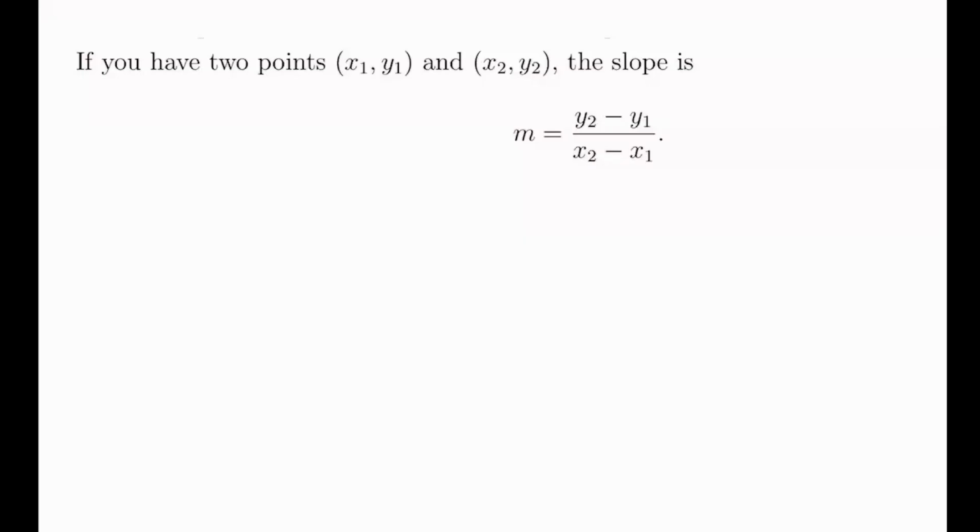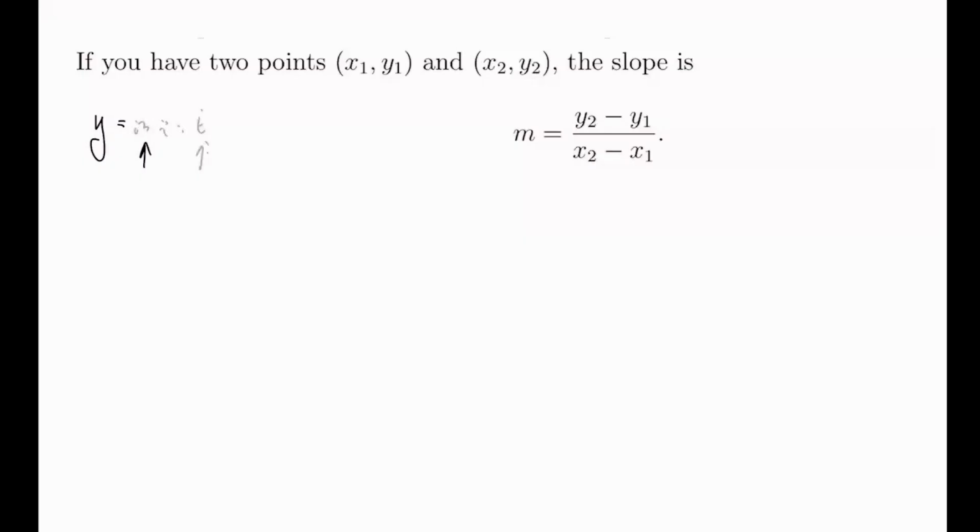Okay, so let's start with the basics of the equation of a line. The slope-intercept form is y equals mx plus b, right? Where m is your slope and b is your y-intercept, right? Now, what exactly is the slope? It's the rate of change, how much y changes when x changes.